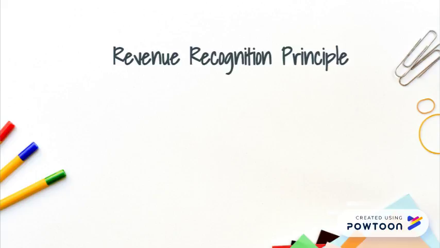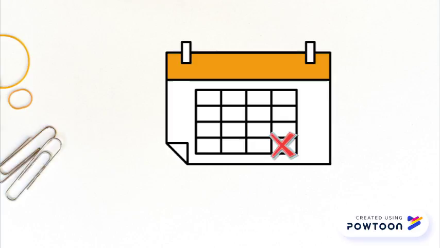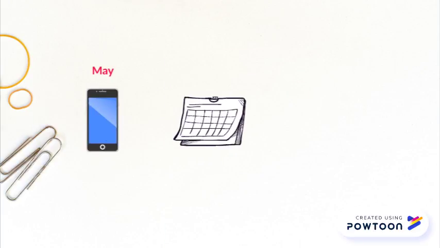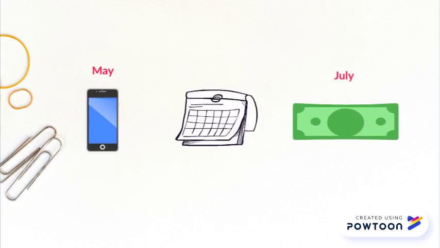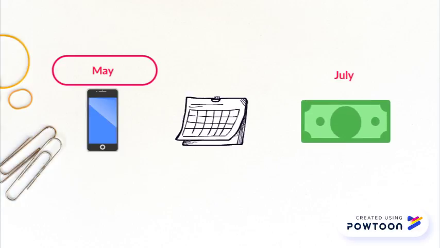This principle states that revenue should be recorded when a resource has been earned, regardless of if cash has been received. Assuming the accounting period ends on the last day of each month, this means that even if you sold a phone in May but don't receive full payment until July, that sale would still be included in the May accounting period, as that is the time revenue was earned.